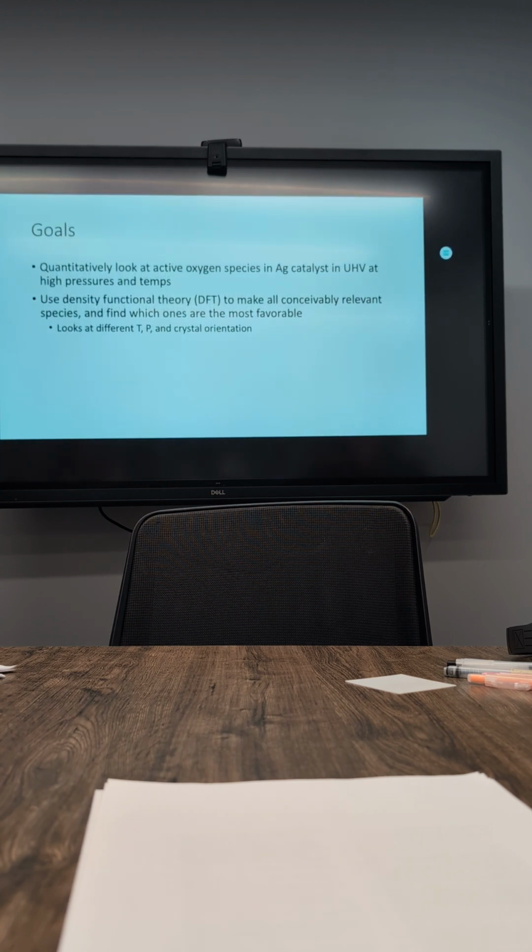So the goals of this paper, we want to quantifiably look at active oxygen species in the silver catalyst in a high vacuum environment. Ultra high vacuum. Again, think the MBE environment. Super clean. The reason we're going to use a high vacuum environment is because we need to look at this at high pressures and temperatures in which these catalytic reactions happen. And if we do it in a normal environment, we're going to have a bunch of other stuff going on, and it's going to be really hard to tell what actually is going on with the active oxygen species.